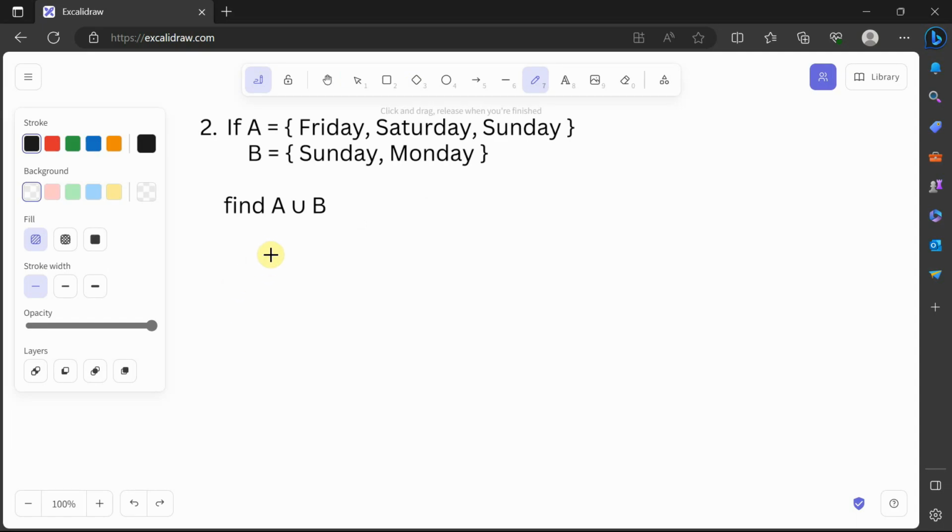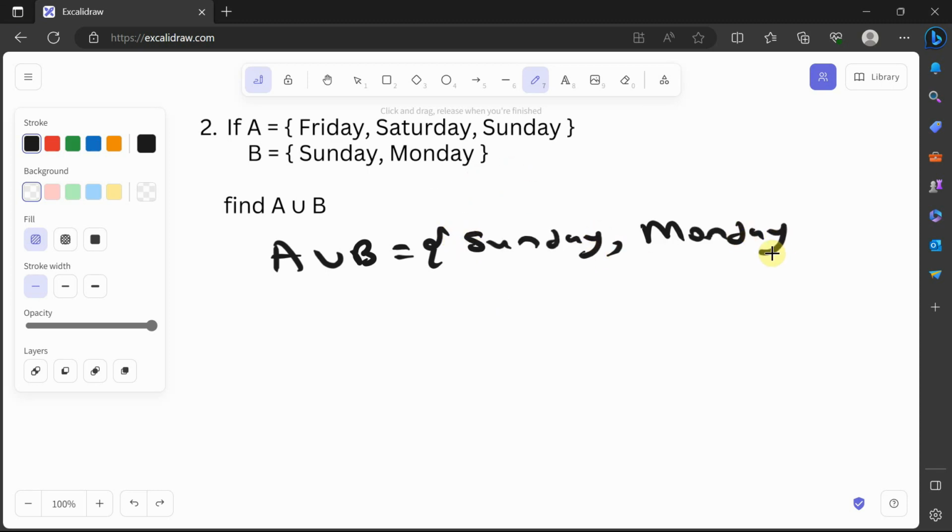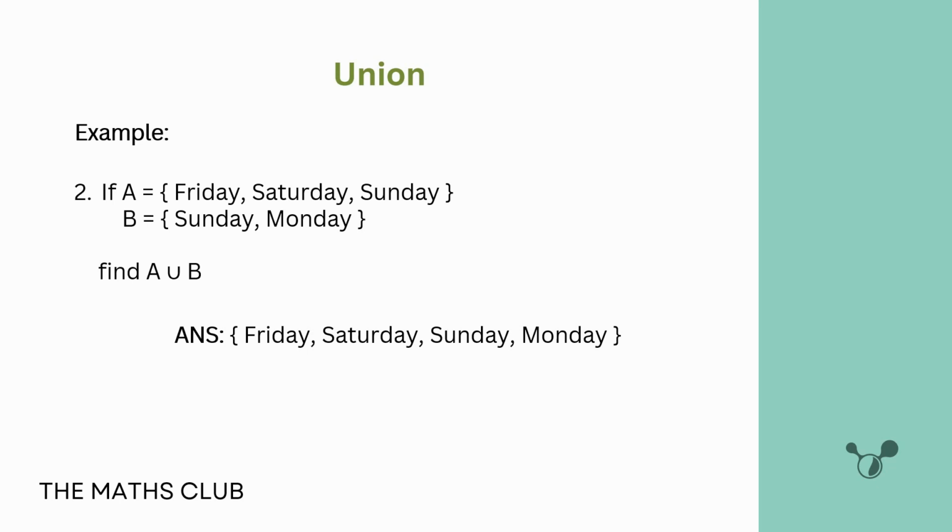Finding the union is like saying A union B. I always try to start from the least value. The first day of the week is Sunday, right? If I look at these two sets, there is Sunday in both of them, so I can just pick one Sunday, followed by Monday, then Friday, and finally Saturday. So I think that's it. By the time you join these two together, you have Sunday, Monday, Friday, Saturday. They can actually be in any order. I just like to put it in ascending order so that I don't miss out anything. Let's see if our answer is correct. Yes, we have Friday, Saturday, Sunday, Monday.